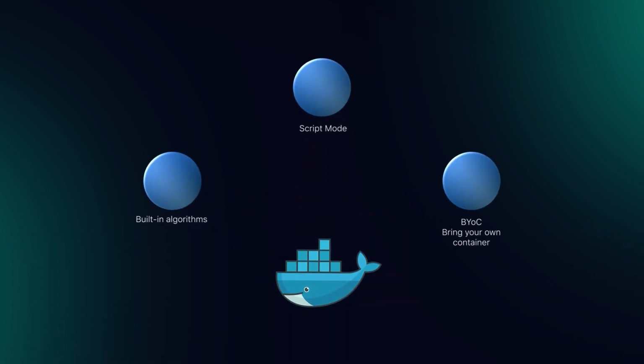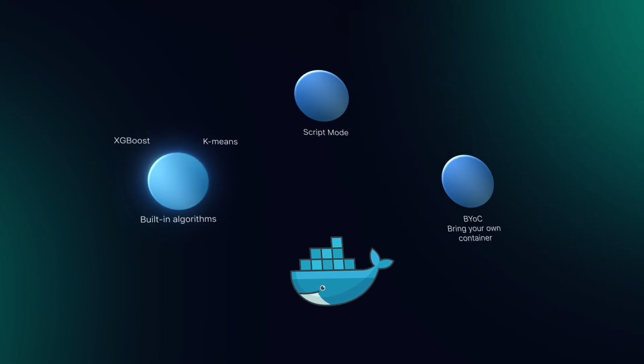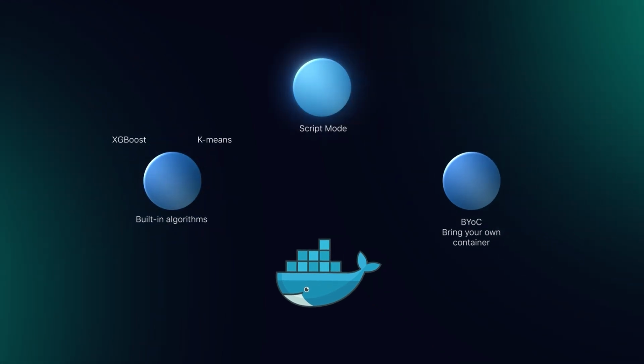We have three types of containers. Built-in algorithm containers are the common algorithms in libraries like XGBoost and K-means, already containerized by SageMaker. You just have to provide your data in a fixed format and SageMaker will take care of the rest. There's no code involved here. Script mode is when you use some pre-built containers with your own code.